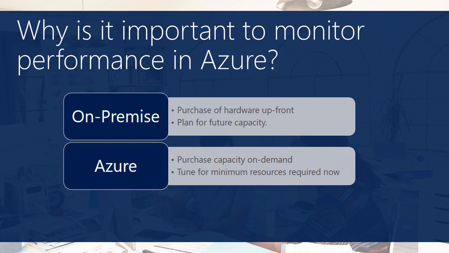In traditional on-premises installations, the purchase of hardware for SQL Server is done up front. You make your purchase based on some estimate of future capacity, which meant you probably over-provisioned based on your future growth plans. When using an Azure SQL database, you pay for capacity on demand, most likely monthly. This allows you to tune your application to use the minimum resources that you need right now. For this reason, you need to actively monitor your Azure SQL database to ensure that you are paying for no more and no less resources than you currently need.